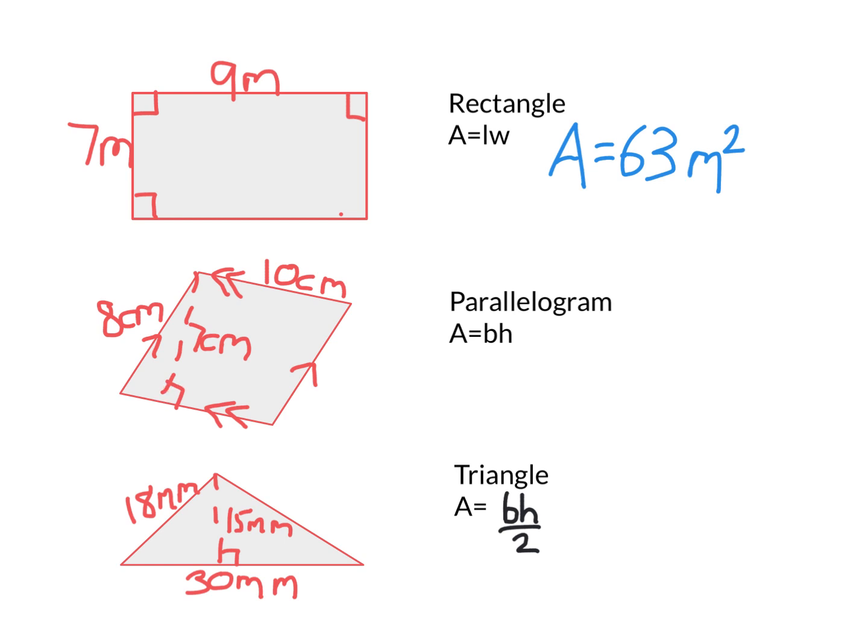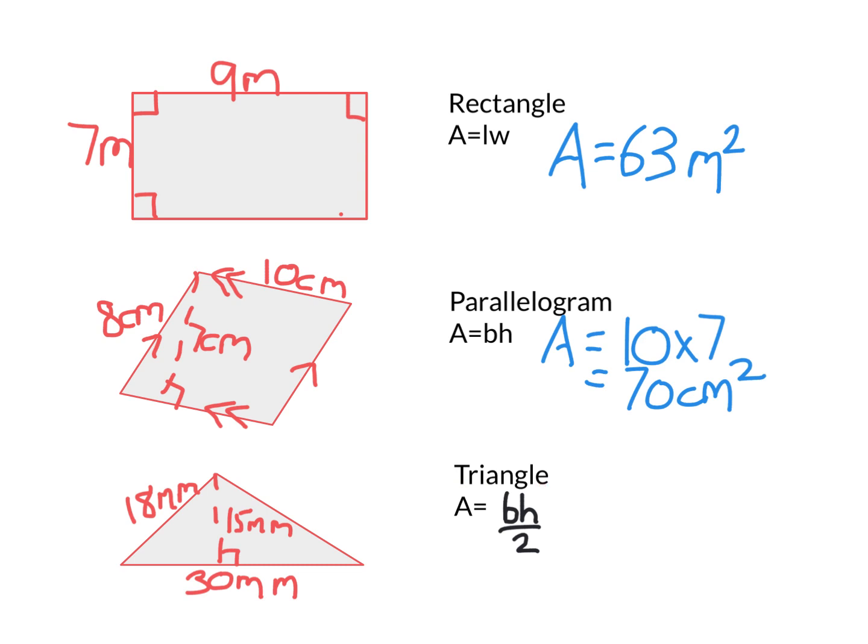So the area of this shape is the base, which is 10, times 7, which is the perpendicular height, and that gives us 70, and it will be in centimeters squared. The 8 centimeter side here allows me to find the perimeter, but not the area. The perimeter of this shape is just 8 plus 10 plus 8 plus 10, 36 centimeters, but this 8 is the slant height, and I don't use it to calculate the area.